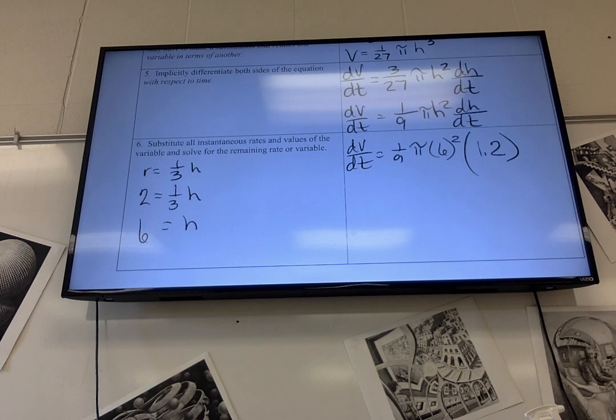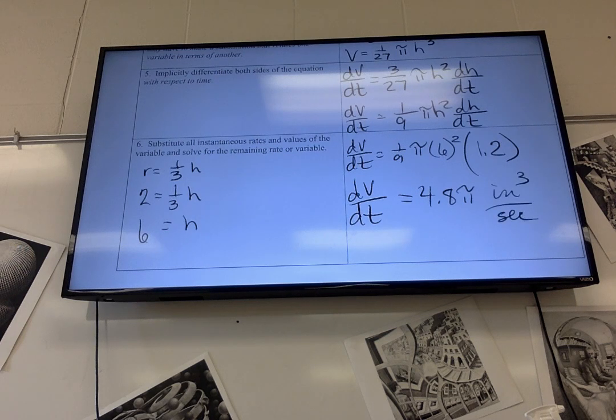A calculator would probably be used on this kind of problem. We do have a fraction. So the answer is 4.8 pi. What are the units? Inches cubed per second.